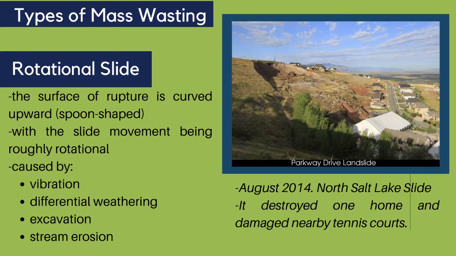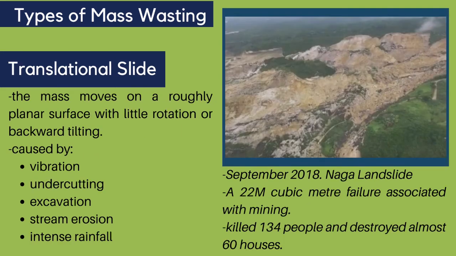Next is the rotational slide. In this slide, the surface of rupture is curved concavely upward, and the slide movement is roughly rotational about an axis that is parallel to the ground surface and transverse across the slide. The August 2014 North-South Lake landslide is an example of a rotational landslide, specifically a slow-moving rotational landslide. This mass waste managed to destroy one home and damage nearby tennis courts.